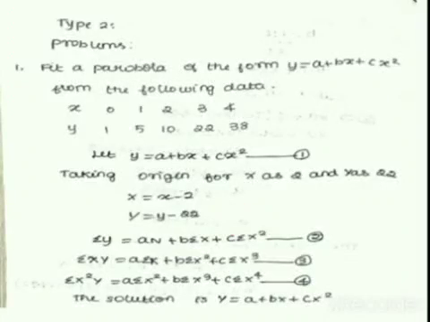Now we are going to construct our normal equations, which is summation y is equal to na plus b summation x plus c summation x square, which is our equation number 2. Similarly, equations 3 and 4 are given. Using these equations, we are going to find the values of a, b, c, which are our parameters. After finding a, b and c, we substitute them into equation number 1, and then we will get the parabola equation.